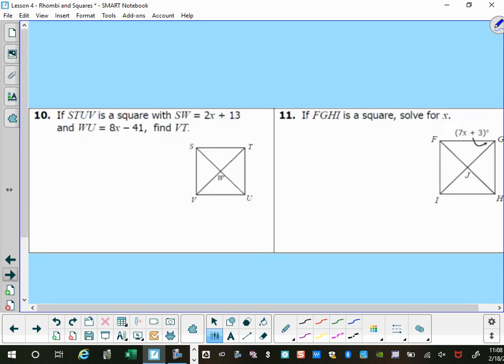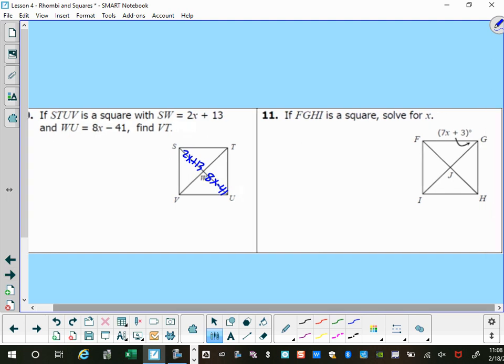All right, number 10. If STUV is a square, with SU being 2x plus 13, and WU being 8x minus 41, what would you do here? Make them equal to each other, because diagonals are equal. All right, and last one. If FGHI is a square, solve for x. This is a good one.